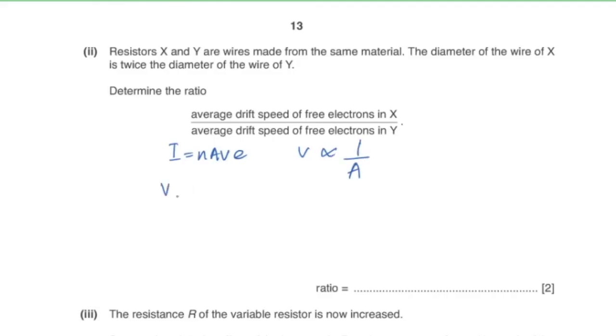So the average drift speed of free electrons in wire X is going to be 1 divided by its area. Its area is twice the area of the wire of Y. So when we increase the diameter by 2, the area increases by 4, and the average drift speed of free electrons in X will decrease by 4. So the average drift speed of free electrons in X is going to be 1 by 4, and the average drift speed of free electrons in Y is going to be just 1. So 1 by 4 divided by 1, we are going to have a ratio of 0.25.